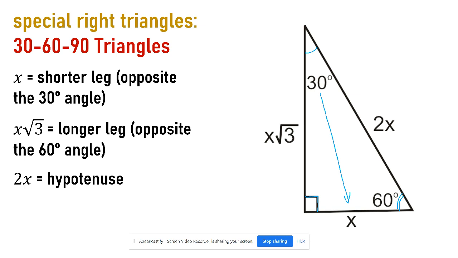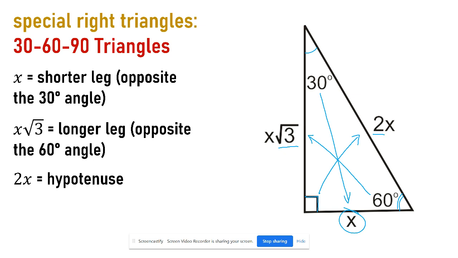To find the other leg, the longer leg, which is the leg that's across from the 60-degree angle, you take your short leg and you multiply it by square root of 3. So that's why that is labeled as x times the square root of 3. The third side of your triangle is your hypotenuse, and that's the one that's opposite the right angle. And to find your hypotenuse, you take the short side, the x, and you multiply it by 2. So if you know the short side, you can multiply by the square root of 3 to get the other leg, and you can multiply by 2 to get the hypotenuse.